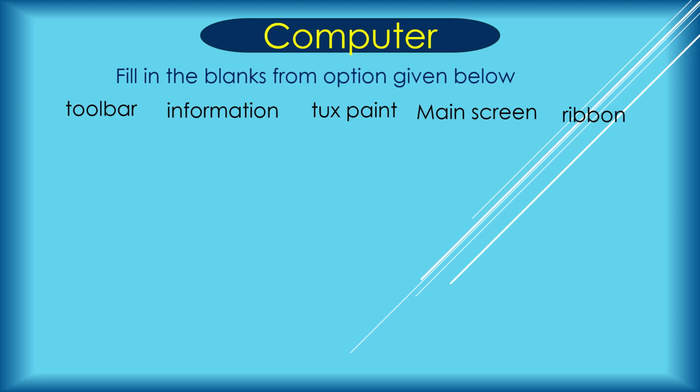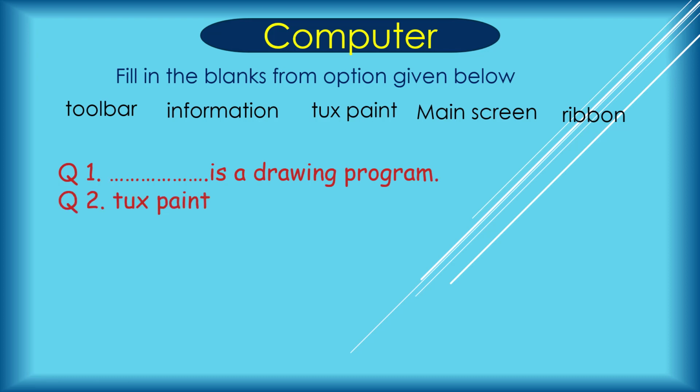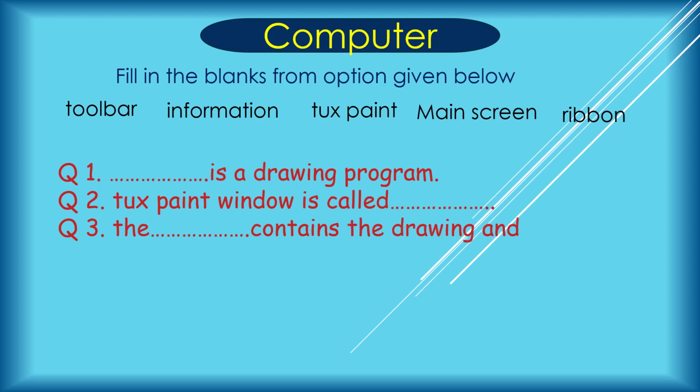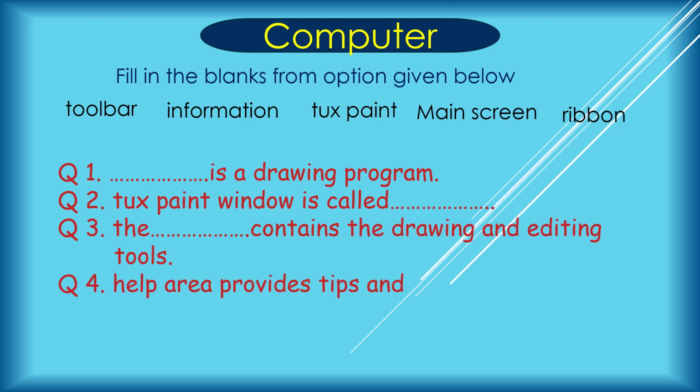Fill in the blanks from the options given below. Toolbar, information, text, paint, main screen, ribbon. These are the options. Question number 1. Dash is a drawing program. Question number 2. Text paint window is called dash. Question number 3. The dash contains the drawing and editing.